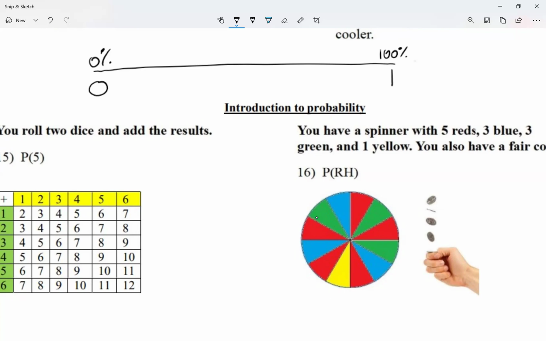Let's say I had 25%. 25% is closer to 0 than 100, so there's a higher chance that it will not happen. The probability, percentage-wise, is 25%. Probability-wise, we write that as 0.25. Again, probability is a percentage given as a decimal, so I expect it to be more than 0 and less than 1.